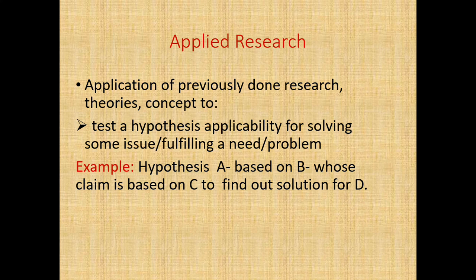Example: this can be hypothesis A, which is based on B, whose claim is based on C, to find a solution for D. So A is done, B is done, and C is also already done. But the purpose of this example in the area of applied research is to find a solution for a situation D, or a problem D.